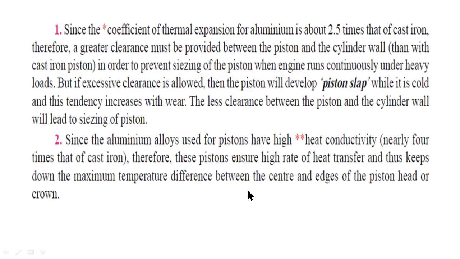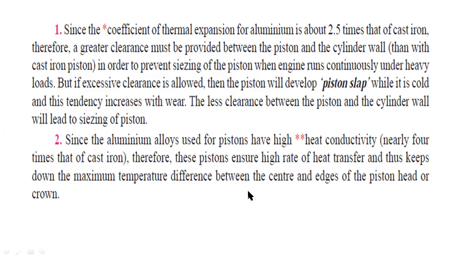The coefficient of thermal expansion for aluminum is about 2.5 times that of cast iron. Therefore, a greater clearance must be provided between the piston and the cylinder wall, in order to prevent seizing of the piston when the engine runs continuously under heavy loads. But if excessive clearance is allowed, then the piston will develop piston slap while it is cold, and this tendency increases with wear. Less clearance between the piston and the cylinder wall will lead to seizing of the piston.